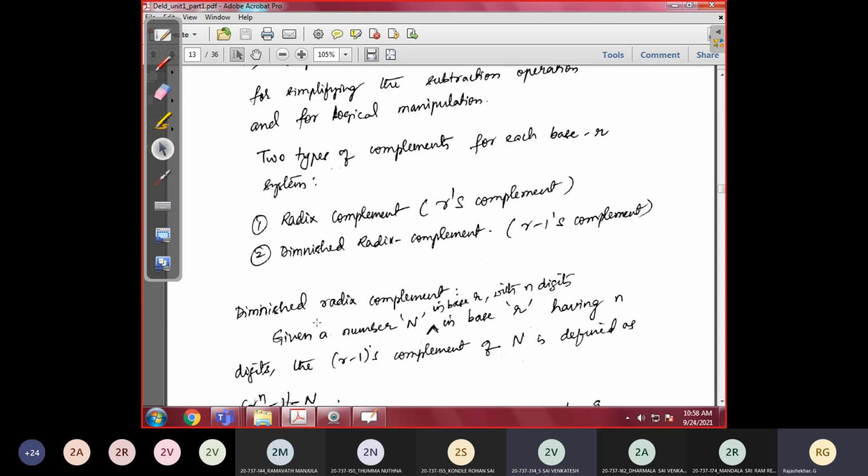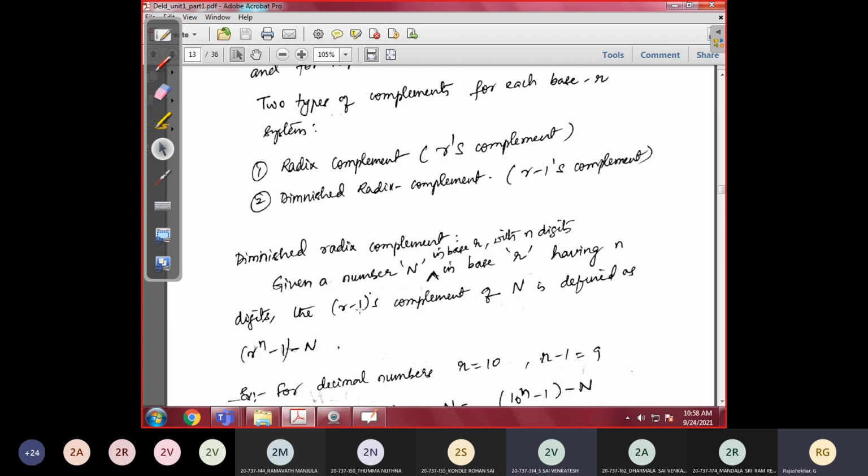So let us understand what is the diminished radix complement. Let us formally define how you get it. Given a number capital N in base R having n digits, the R minus 1's complement of the number N is defined as R power n minus 1 minus N. Suppose you are given a number N in base R system, then the R minus 1's complement of this number N is defined as R power n minus 1 minus N. This is how you define the diminished radix complement of the number system. First, we are talking about diminished radix complement.